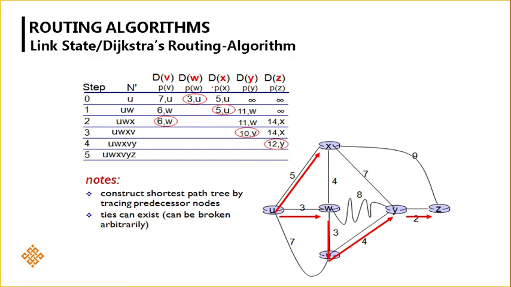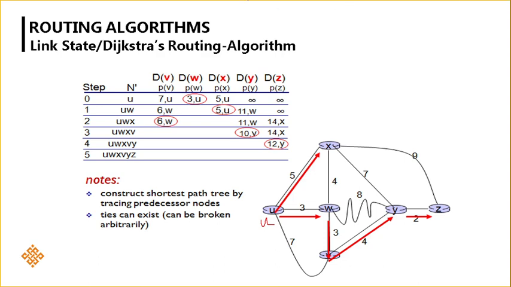In a link state algorithm, you need to assume the source node. Let us assume the source node as u. Why we call it link state is that you are going to find the shortest path from the source node to every other node. That's the name link state. So you need to find the shortest path from u to x, u to w, u to v, u to y, and u to z.